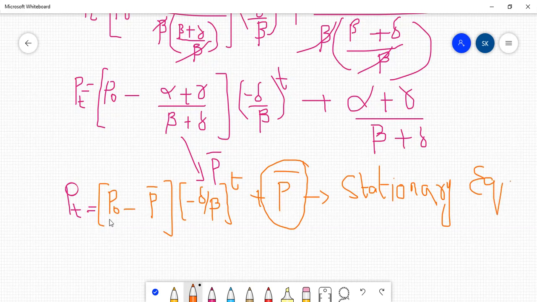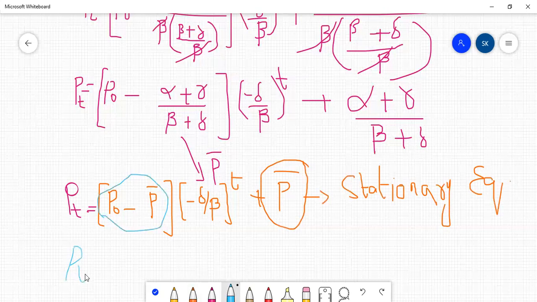P naught minus P bar. What is this P naught minus P bar showing? P naught minus P bar corresponds to constant A in terms of A, B raised to power T. So if we rearrange this equation, we can also get it in this form. We know that always PT is equal to A, B raised to power T. We know this thing very well. So this P naught minus P bar is now referred to as A, and this B will be referred to as minus sigma upon beta, and T, of course, we have got it from here.